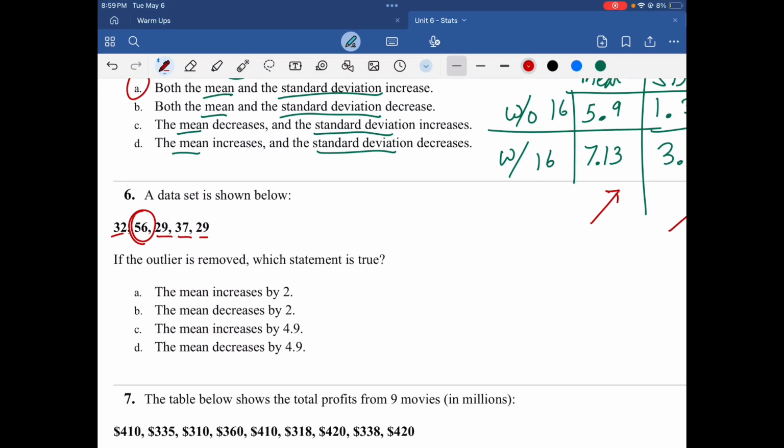Let's look at the question first. It says, if the outlier is removed, which statement is true? The mean could increase by 2. The mean could decrease by 2. The mean could increase by 4.9. The mean could decrease by 4.9.